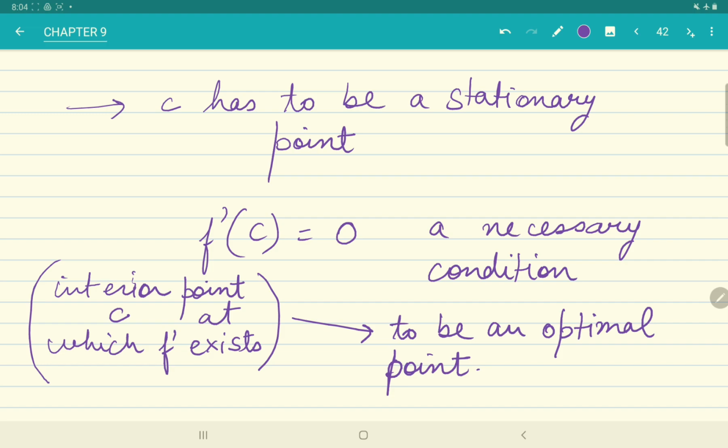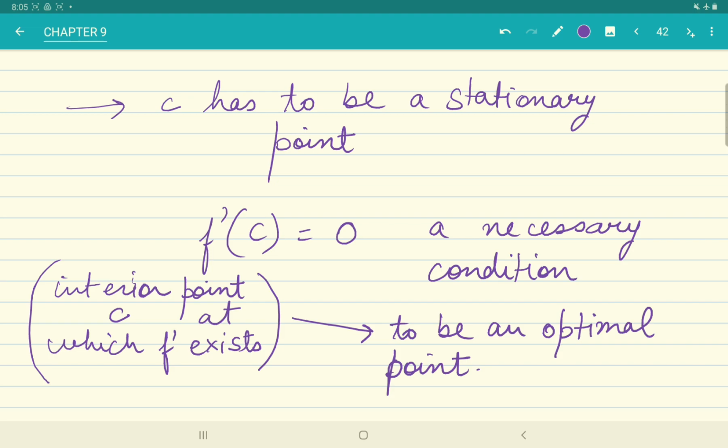So this condition f prime C is equal to 0 is definitely necessary if we are considering an interior point C in an interval and we are considering a function which is differentiable. So at that point f prime definitely exists. In that case, obviously f prime C has to be equal to 0. This is a necessary condition for that point to be either a maximum or a minimum, as the case may be.